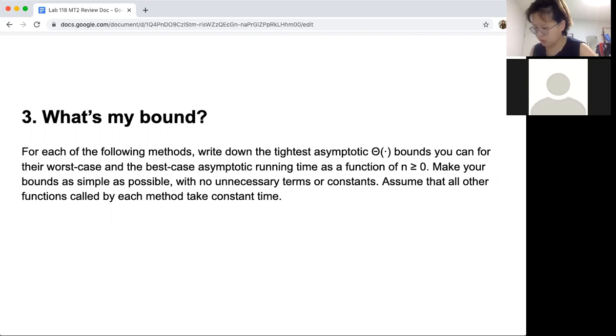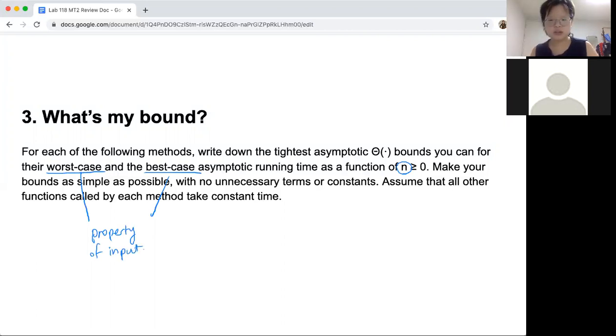So for each of the following methods, write down the tightest asymptotic theta bounds that you can for the worst case and the best case asymptotic running time as a function of n. So n is going to be given in the function, probably as a parameter, and worst case and best case refer to a property of the input.